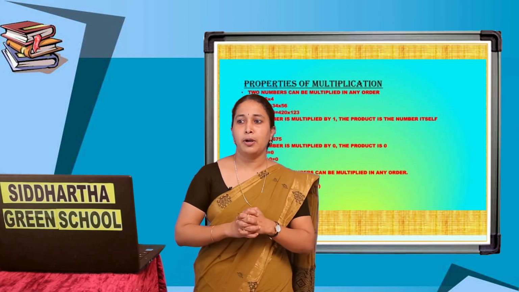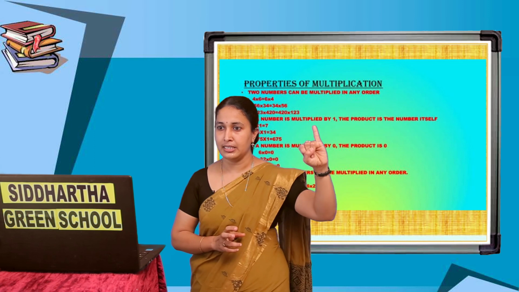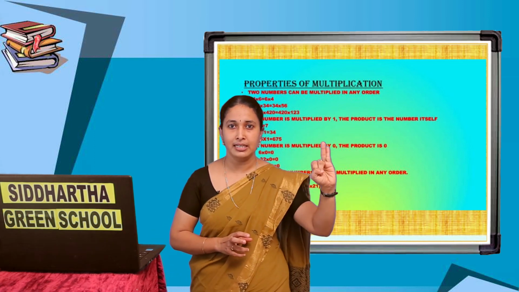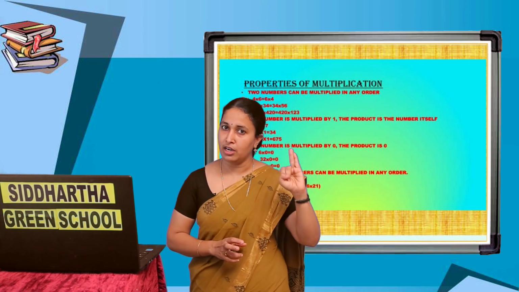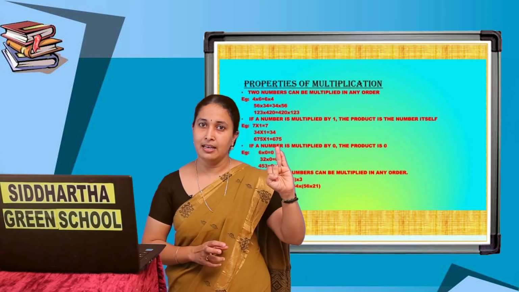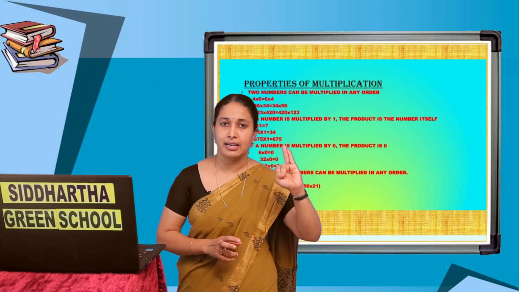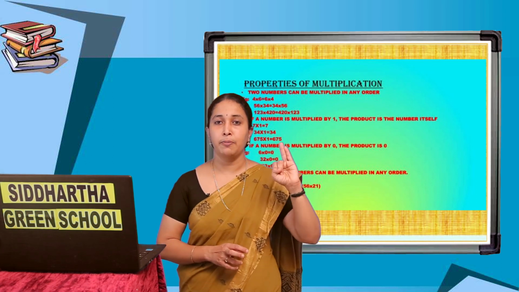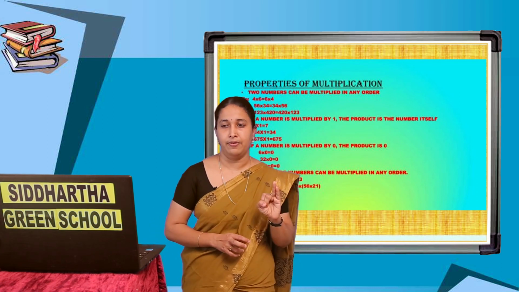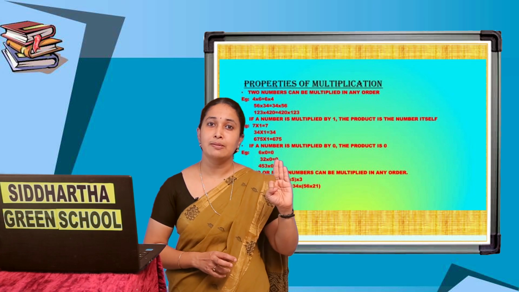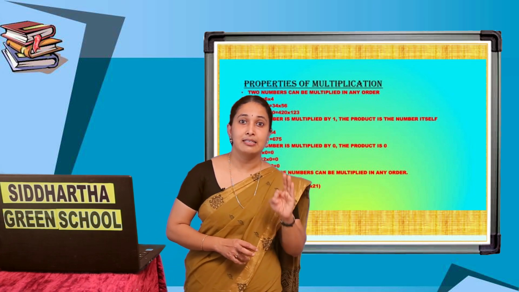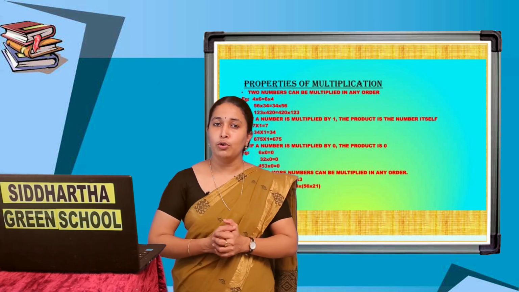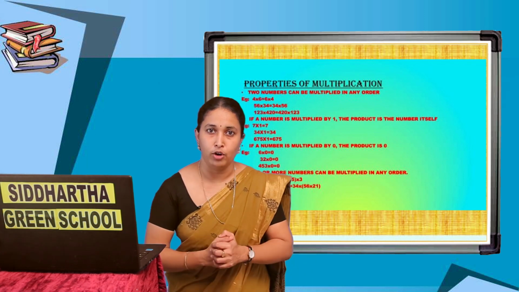So once again, the properties of multiplication. First property, 2 numbers can be multiplied in any order. Second property, if a number is multiplied by 1, the product is the number itself. Third property, if a number is multiplied by 0, the product is 0. And the fourth property, 2 or more numbers can be multiplied in any order.